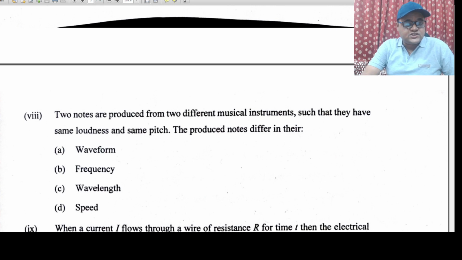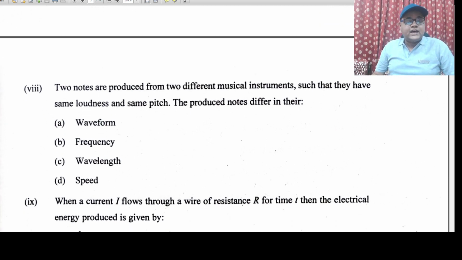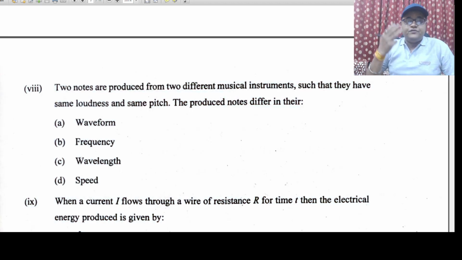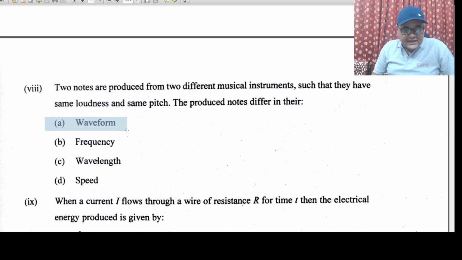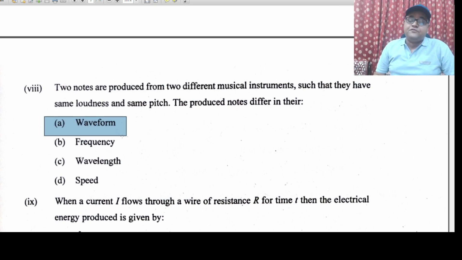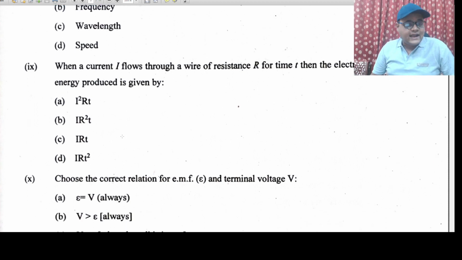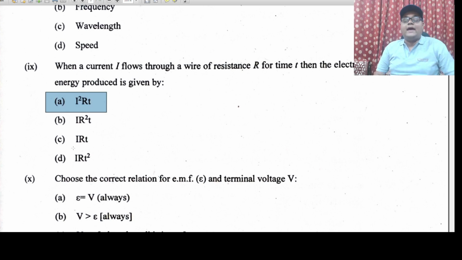Now the eighth part: two notes are produced from two different musical instruments and it is given that they have the same loudness and pitch. So we have got three basic characteristics: loudness and pitch are the same, so these must differ in terms of waveform. The next part: when a current I flows through a wire of resistance R, they are asking you about the electrical energy. It is indeed I squared R T. It's a very basic formula. Direct application, H is equal to I squared R T.